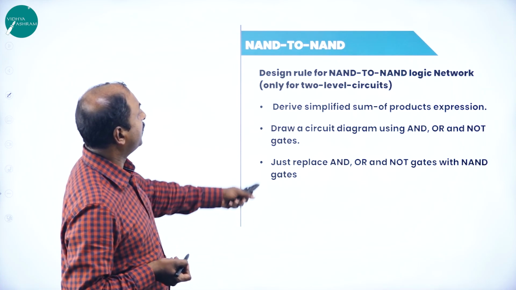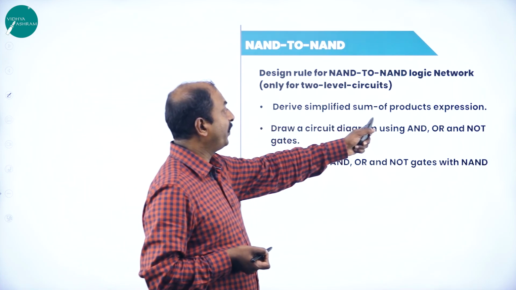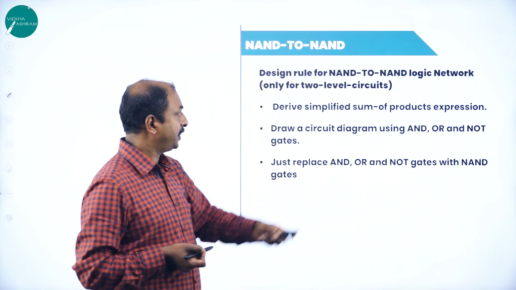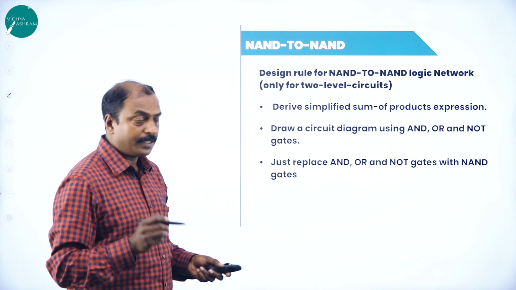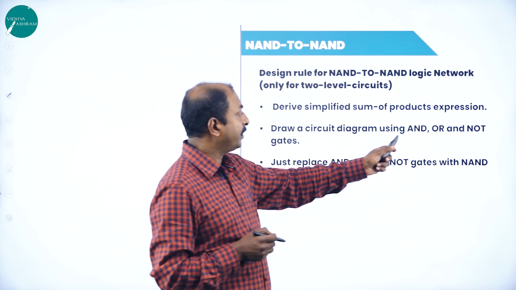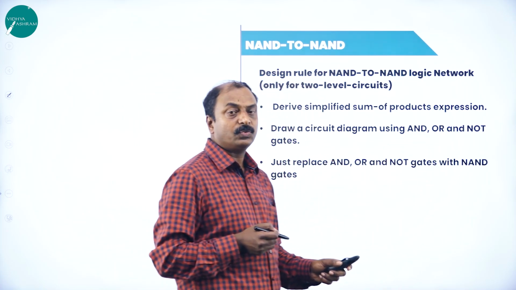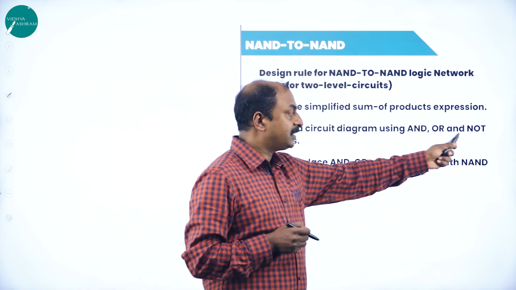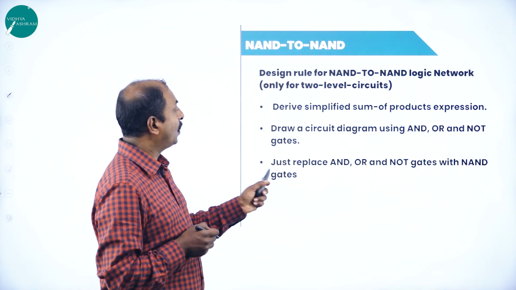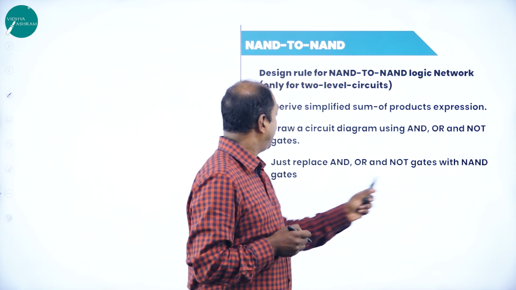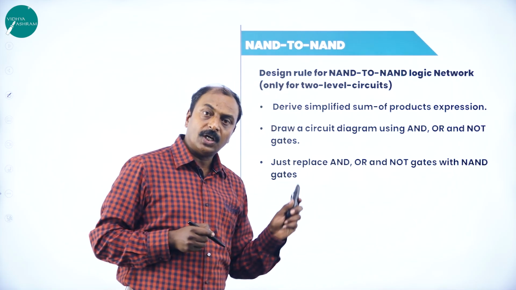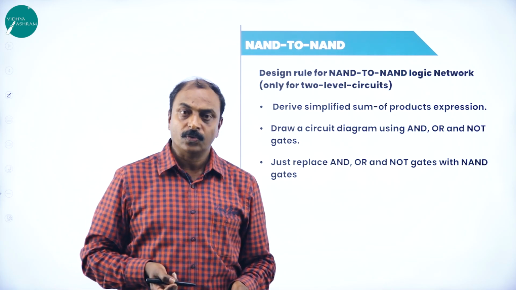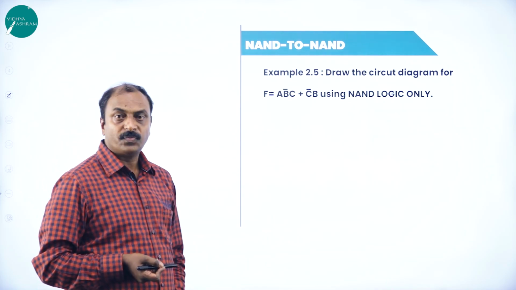Here first we have to derive the simplified sum of product expression. This is the given expression, and the first step is to draw a circuit diagram using basic gates. This is what we have learned in previous slides. Next, in this circuit, we have to replace all the gates with NAND gates only. That is how to derive a new circuit using NAND gates only. Now let us see the example for this.